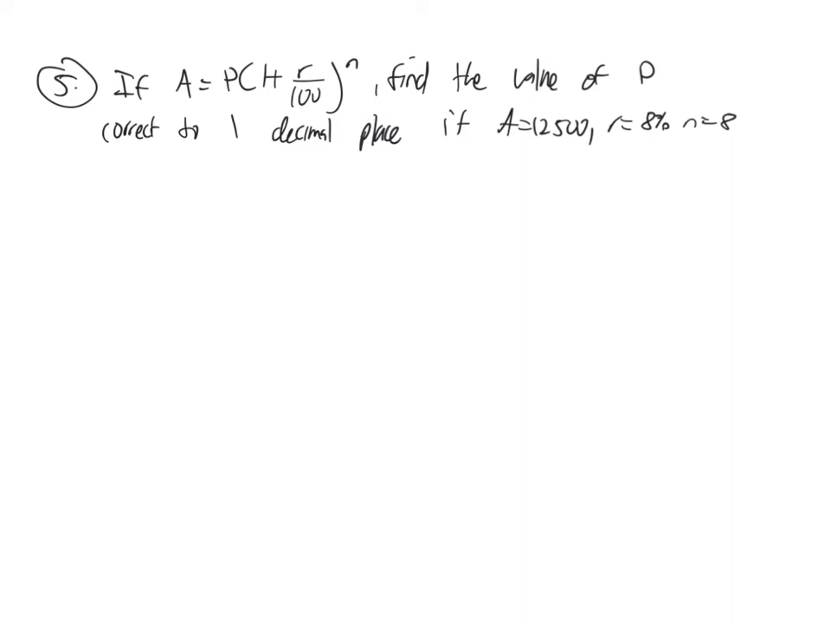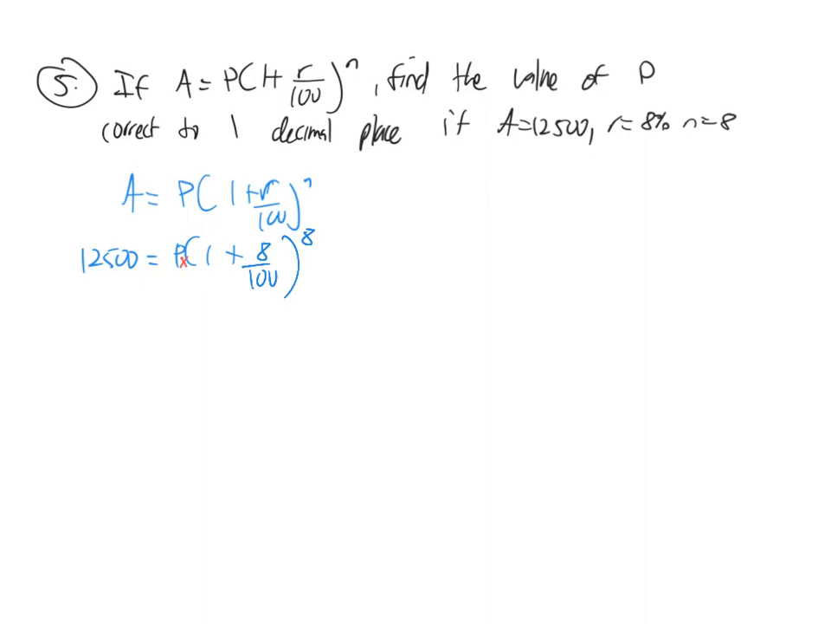All right, let's go through it. So A equals P, 1 plus r on 100, to the power of n. So we know A is 12,500. P we don't know. 1 plus 8 over 100, power is 8 as well. Okay, now between the P and the brackets is actually a little times.